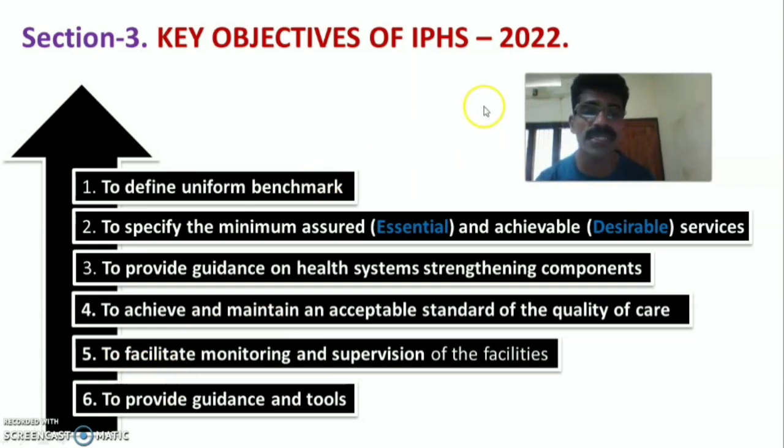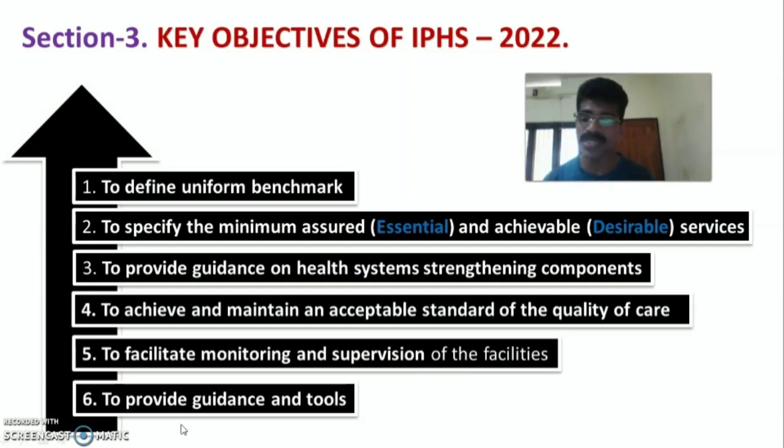Then the fifth key objective is to facilitate monitoring and supervision of the facility. So IPHS itself is a guideline or a tool. With that we can monitor and evaluate the services rendered by all the health and wellness centers in India. So it helps to monitor the quality health services. At the same time it helps to supervise the health services rendered by the health center. So it provides the facilities both for continuous monitoring and supervision of the quality health services in the different health and wellness centers in India.